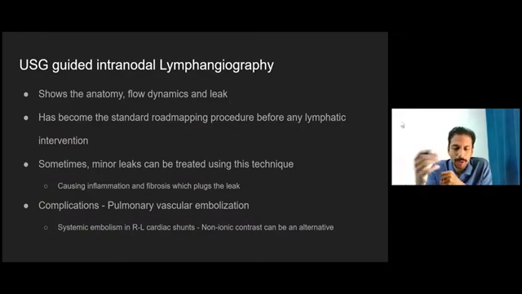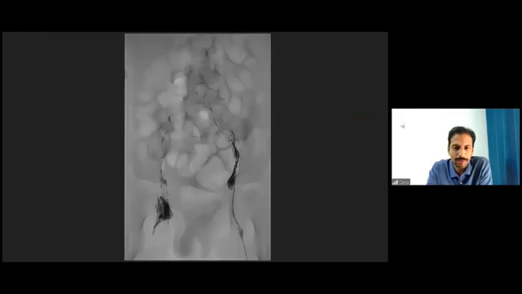The other most important complication is that in patients with right to left cardiac shunts, if you are using lipiodol as the contrast agent, the lipiodol globules will enter into the systemic circulation and can cause embolism in the systemic organs. That's one contraindication we need to be careful of.